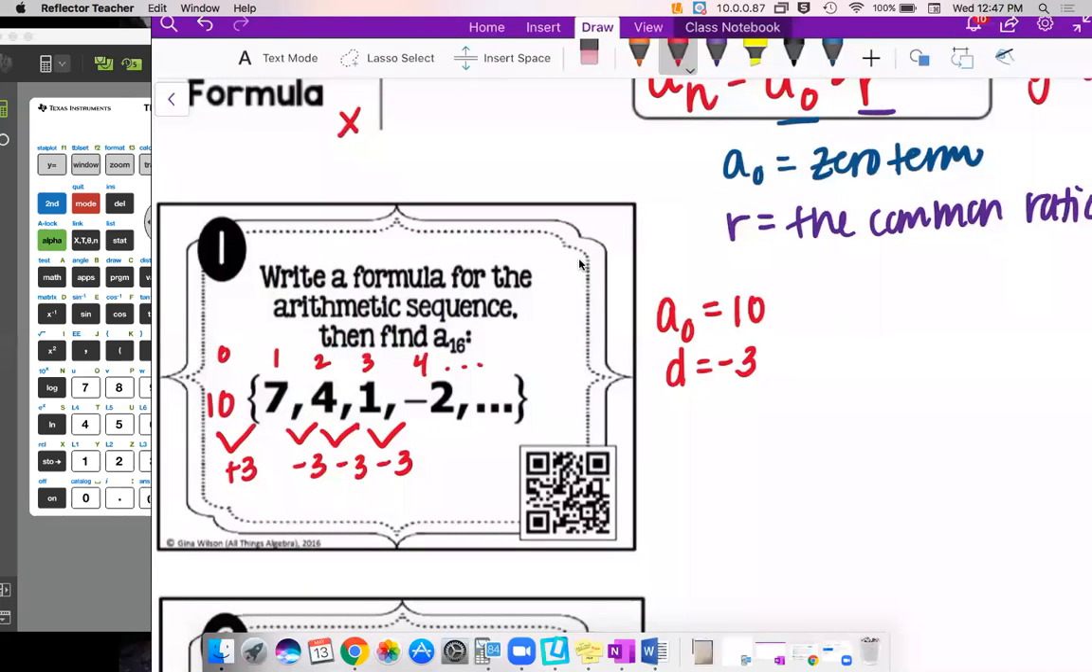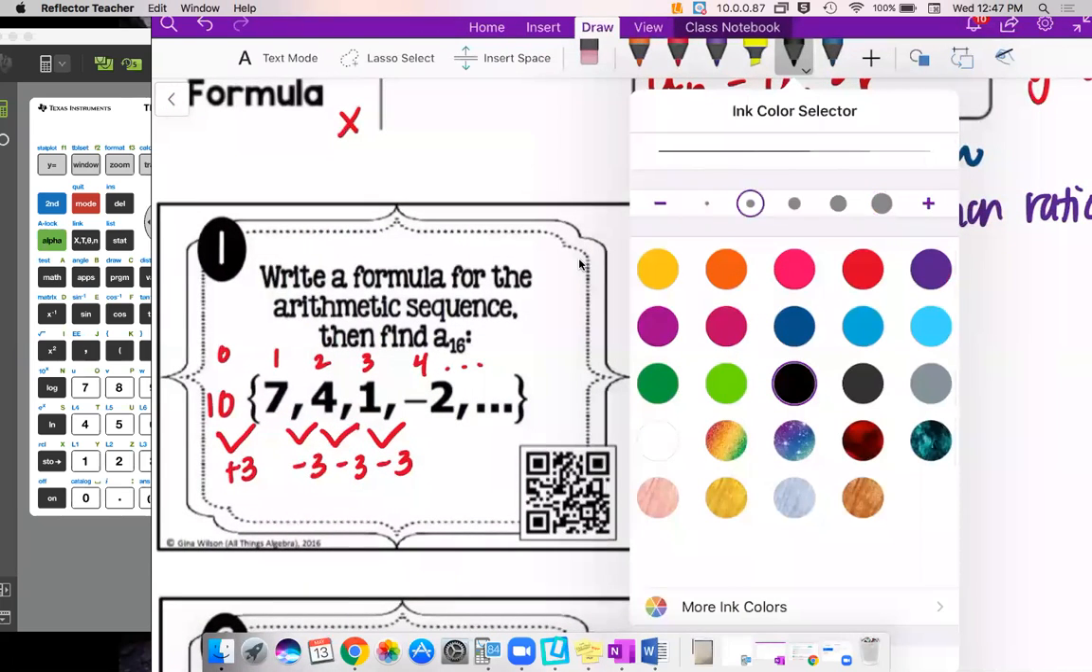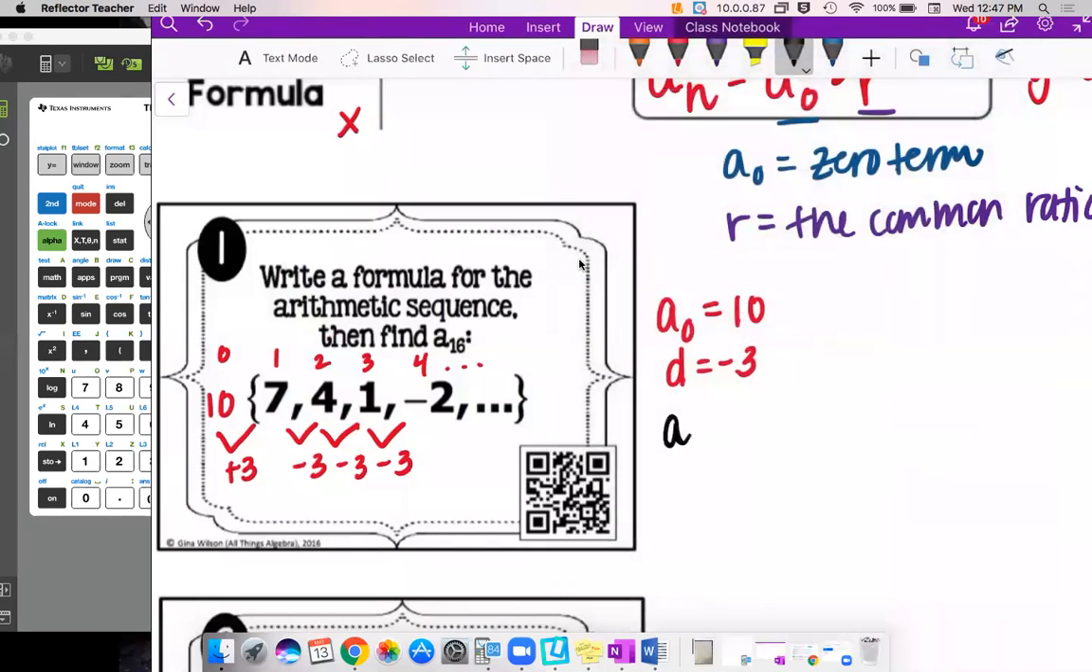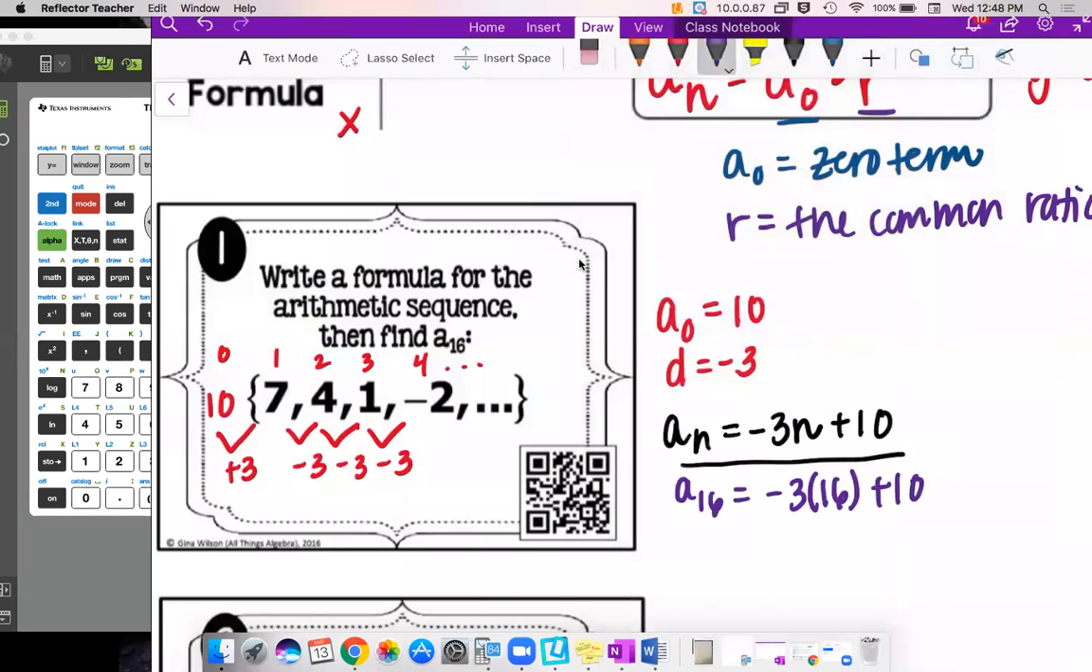So then we can just write the formula. A sub n equals, and then we go up to the formula above. Our common difference was negative 3, our variable is n because that's our term number, plus our 0 term, which is 10. That's our formula. Then we want to find a sub 16, which just means anywhere you see an n, you plug in 16. So I would do negative 3 times 16 plus 10, and this becomes, I think, negative 38. So the 16th term of the sequence, if you kept going, would be negative 38, and that's your final answer to this one.